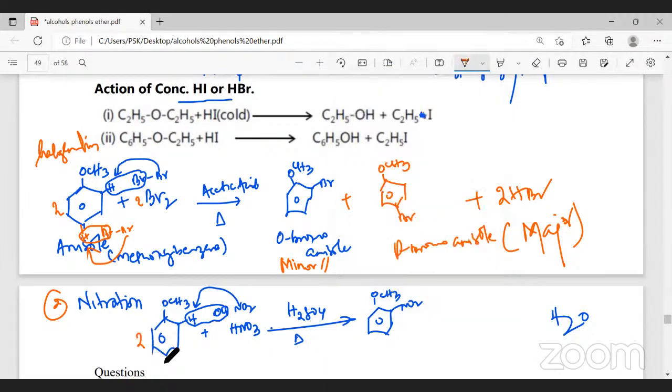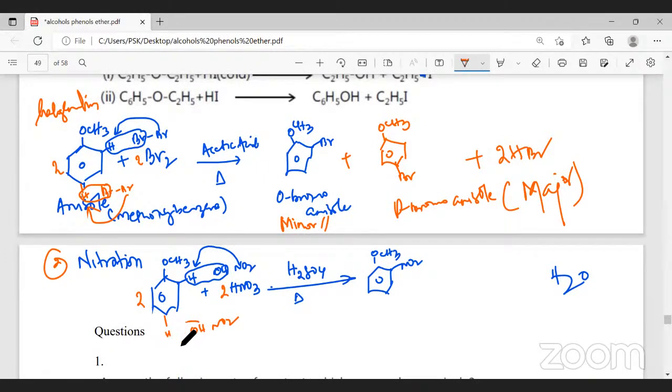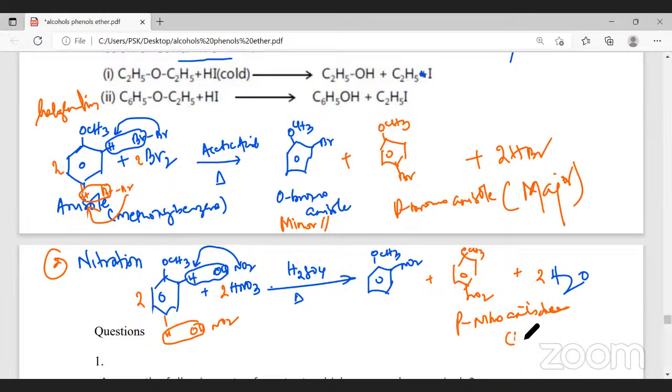like this, and if I show a para position, second molecule, we'll write OH and NO2. So what happens now? H and OH get eliminated as water, and in place of that, you get OCH3, and at para position, you get NO2. So you'll get para-nitroanisole. Here also the same reaction, anisole. So para-nitroanisole will be a major product. Similarly with Friedel-Crafts reaction, the last reaction I will write here.